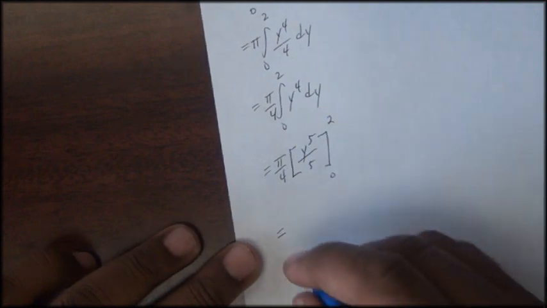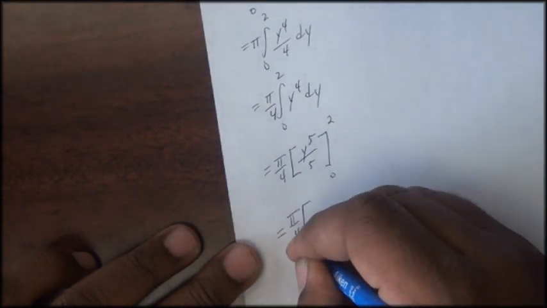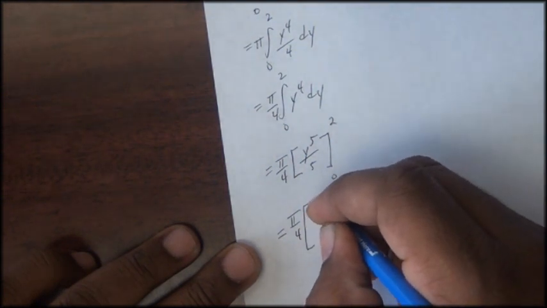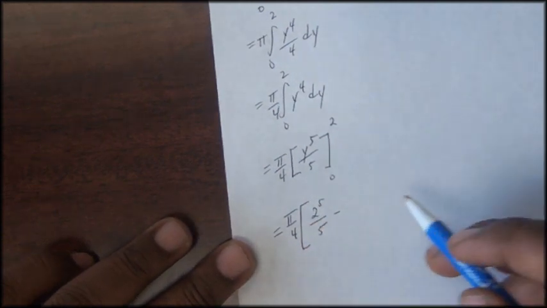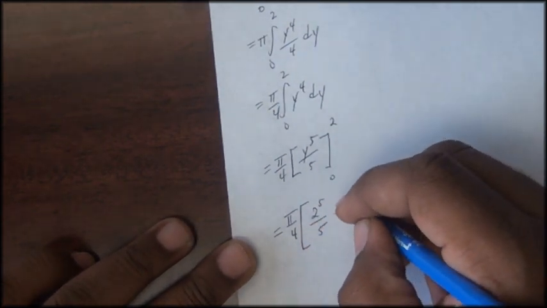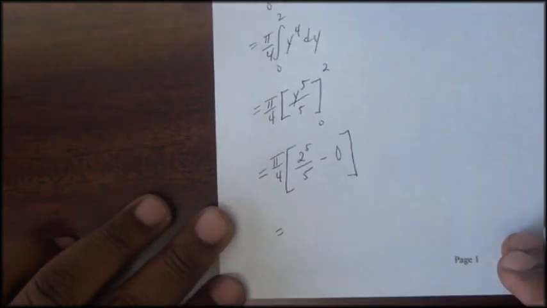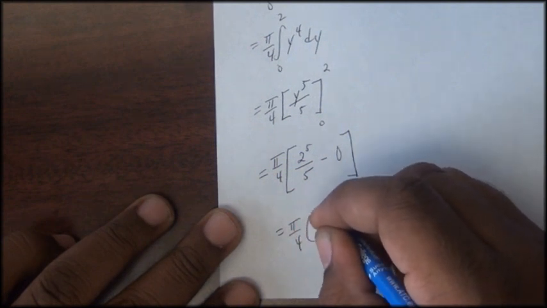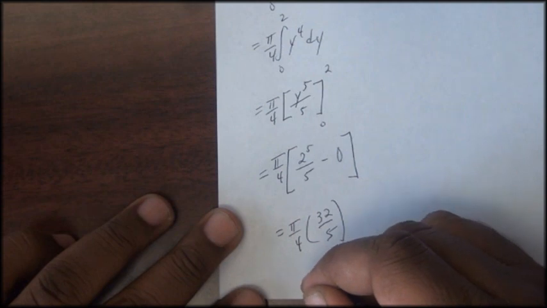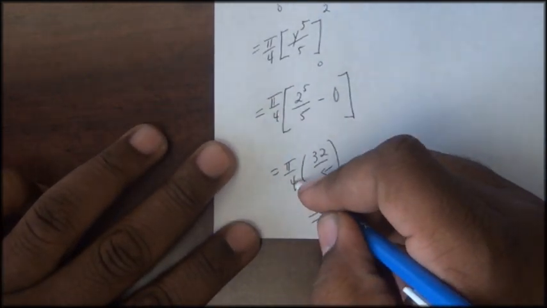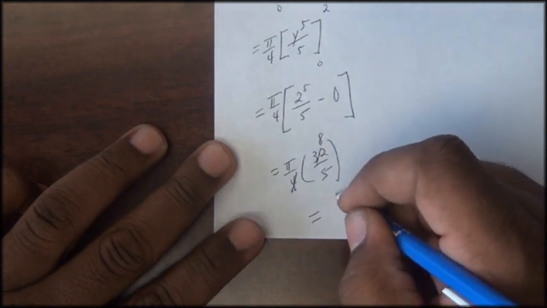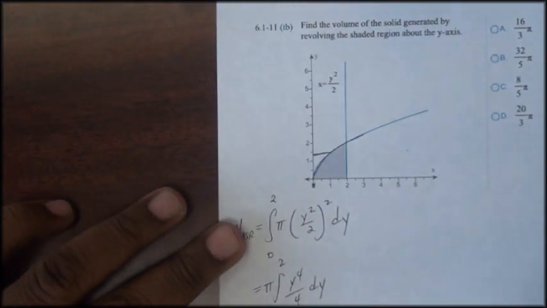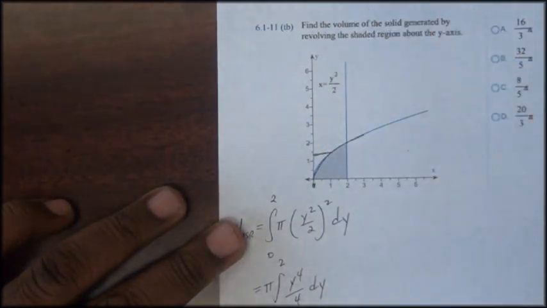So now I'll simply use the fundamental theorem of calculus. So I'm going to substitute in b, which is 2. So we have 2 to the 5th power over 5 minus f of a. I'll substitute in 0, so we have 0. We have pi over 4 times 32 over 5. And if we simplify a little bit, 4 and 32, that'll give us 8. We have 8 pi over 5 as the volume for this unshaded region.